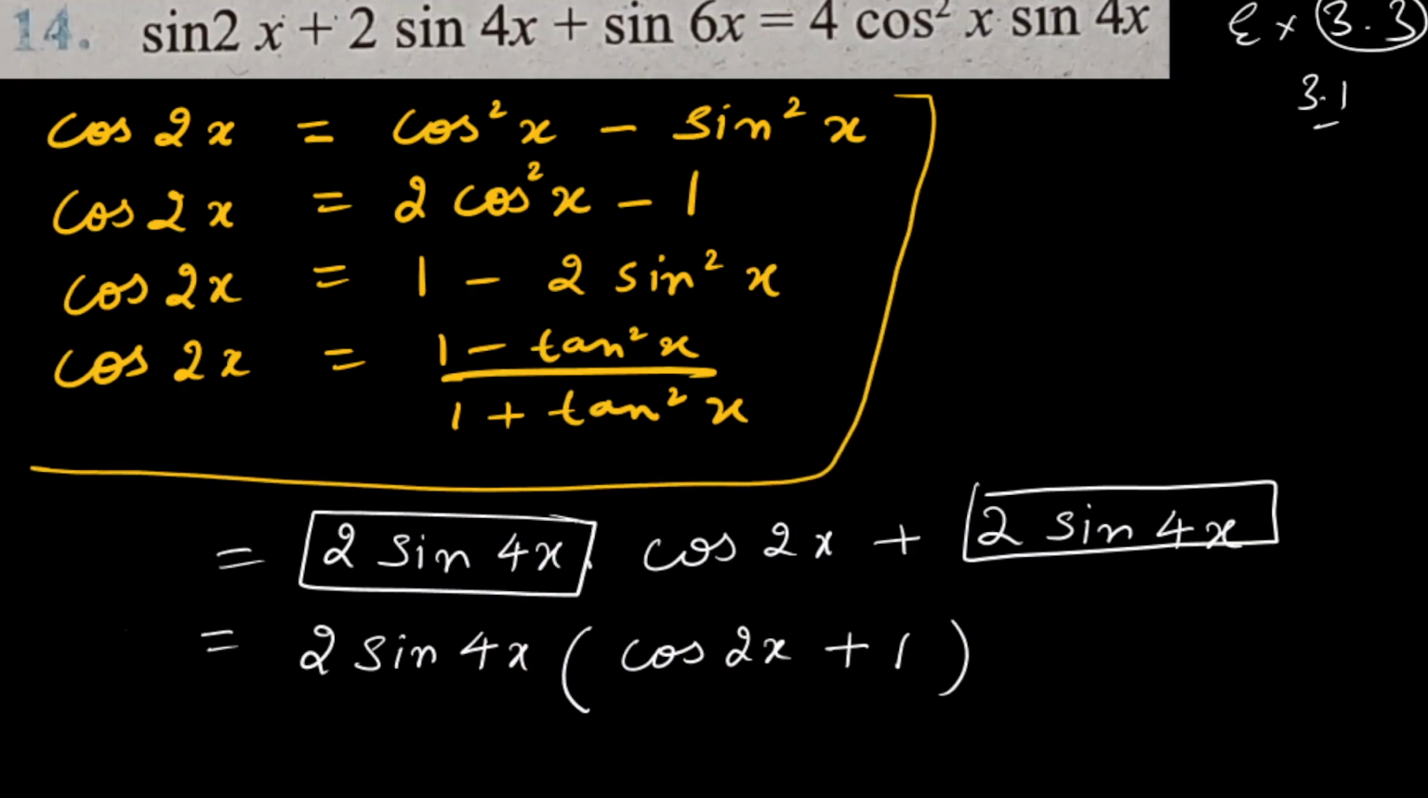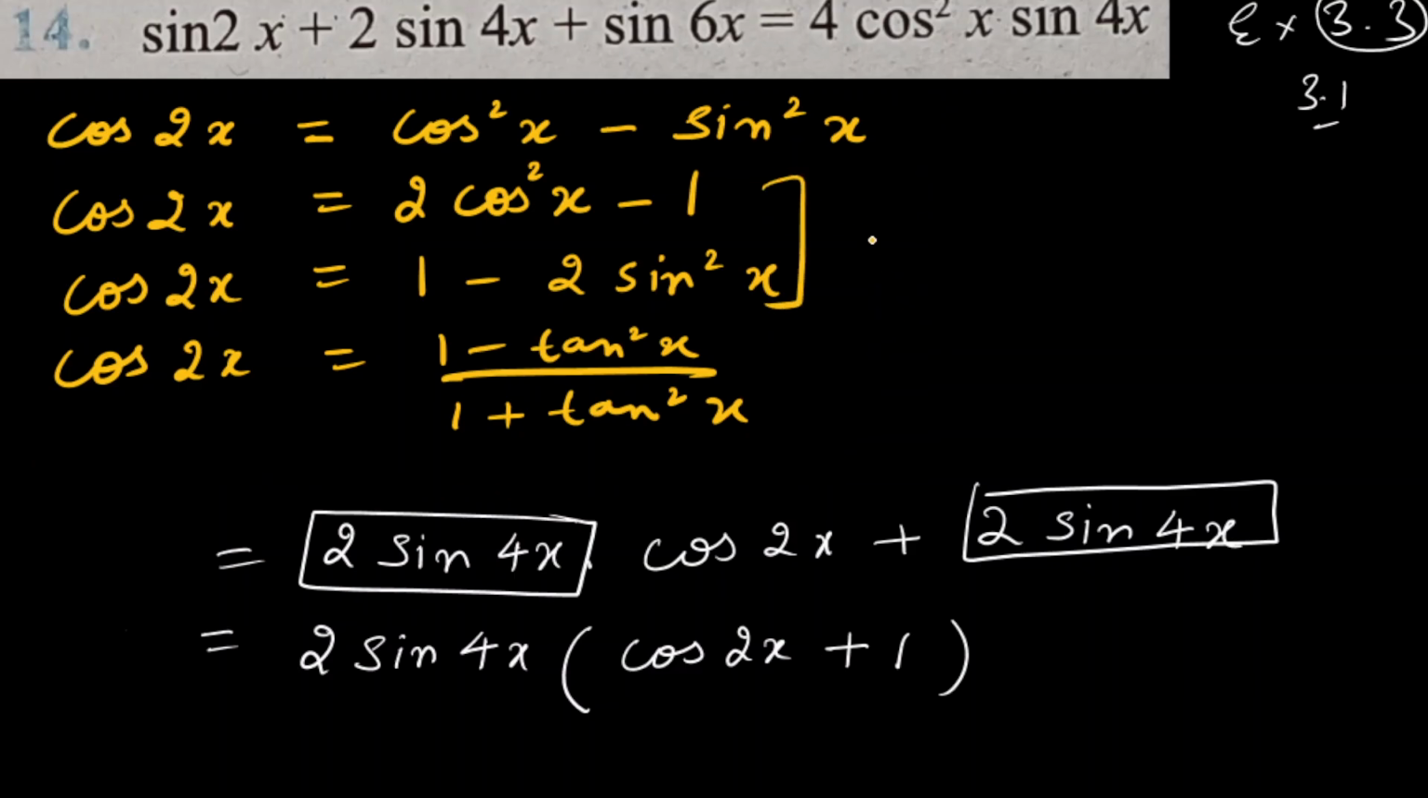So accordingly, we use whichever is required. The first one is cos square x minus sin square x, then 2 cos square x minus 1, then 1 minus 2 sin square x, then 1 minus tan square x by 1 plus tan square x. If you know the first one, the remaining ones you can remember, because we can use the square relation also. You know this. So what is sine square? Sine square is 1 minus cos square x. If we write it in terms of cos, when we open the bracket, this is the same thing we are going to get.